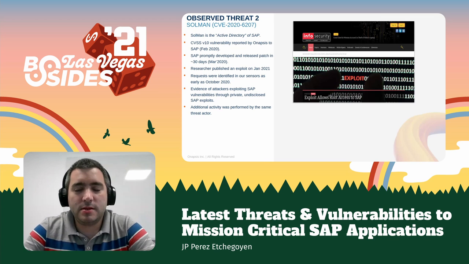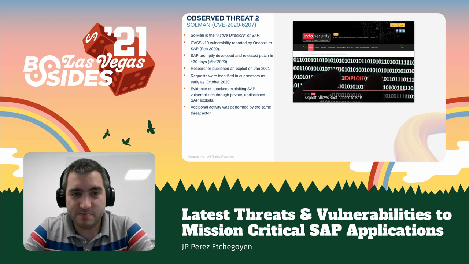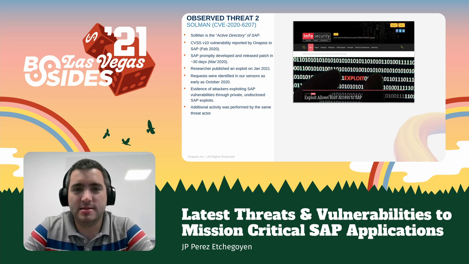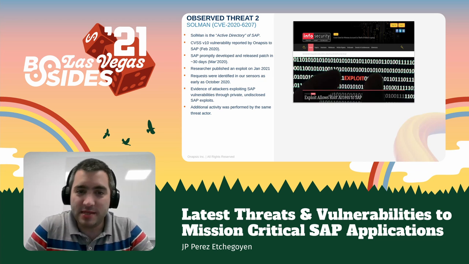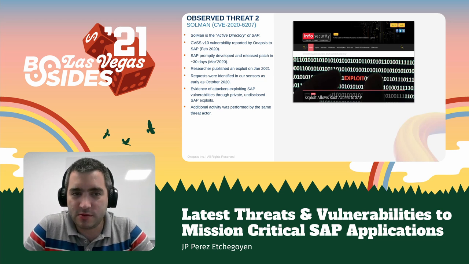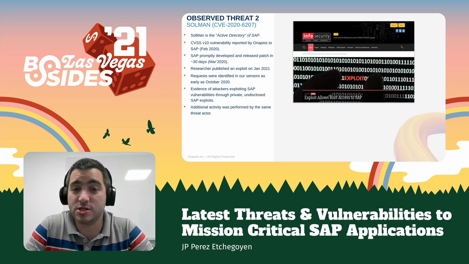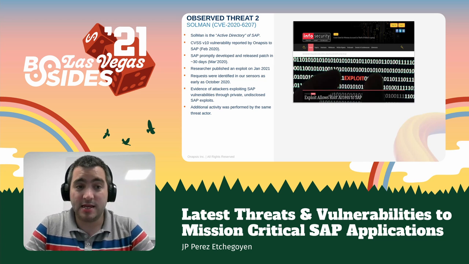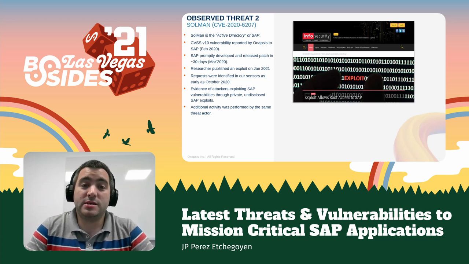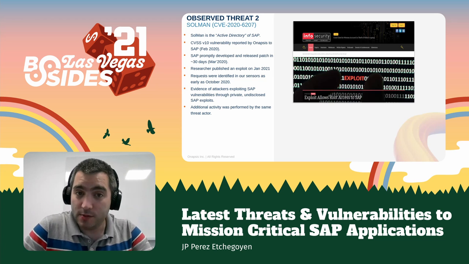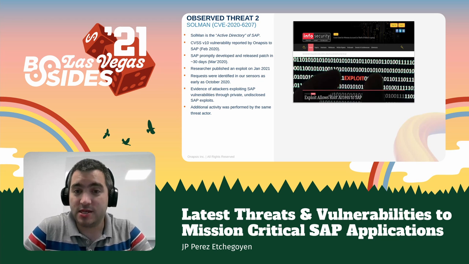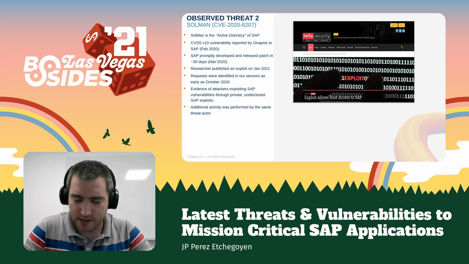The second one is, I think, even more interesting because of the timeline. This is a vulnerability that was patched by SAP in 2020. I didn't mention on the previous threat, on threat number 1, that that vulnerability was reported by Onapsis Research Labs to SAP. This one was reported by the Onapsis Research Labs as well. Another CVSS-10, SAP released the patch, and we haven't seen an exploit publicly available until earlier this year. I think it was January or February this year.